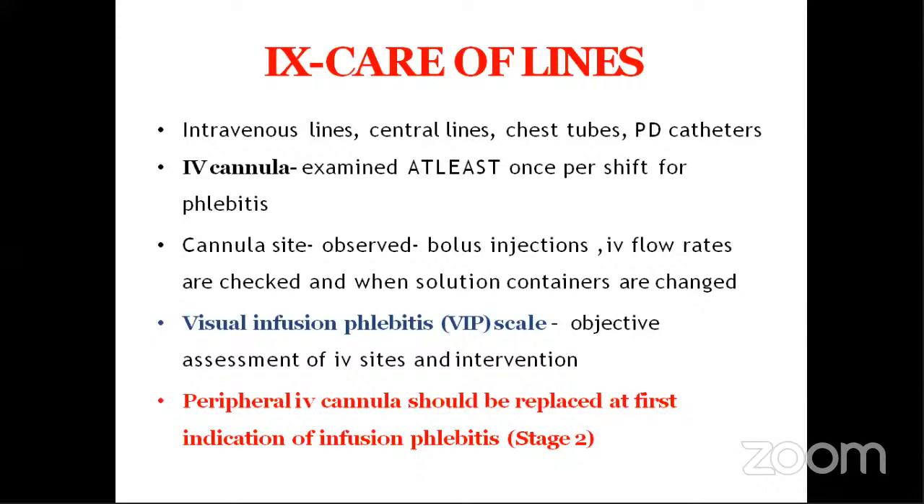Next, we'll talk about the care of lines. Now, once the patient is in ICU, we use a lot of lines like IV lines or central lines or chest tubes or PD catheters. These lines are a very important source of nosocomial infections, and therefore they should be observed very carefully. So we'll take them one by one.